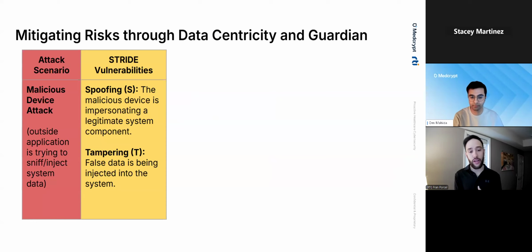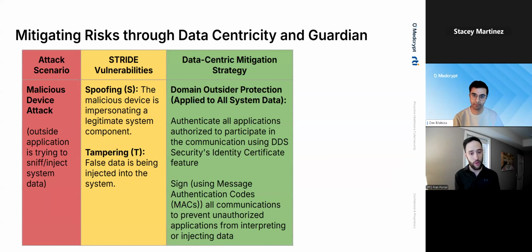It is trying to impersonate a legitimate system component, and it's also trying to tamper with the data because it is injecting new data that is false into the system. Now, how do we mitigate that with Connext? As we mentioned, we're going to apply domain outsider protection to all system data. So the way we're translating spoofing and tampering in this case is by authenticating all of the applications that are authorized to participate in the communication using DDS security identity certificates.